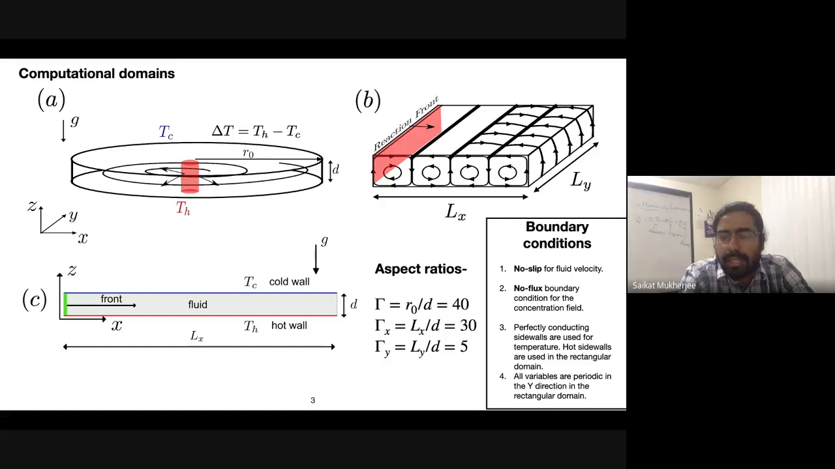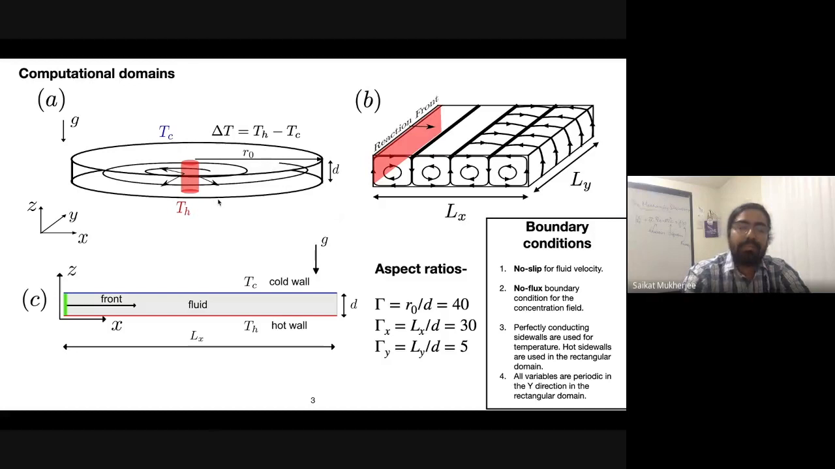Another thing that is important from a computational point of view is that for the fluid dynamics, all my fluid velocities are no slip at the material surfaces. For the concentration, I'm using a no flux boundary condition at the material surfaces. For the temperature, I'm using perfectly conducting sidewalls. And of course, the top and bottom are always at TH and TC, some arbitrary temperature variation, which is normalized, so it's between 0 and 1.